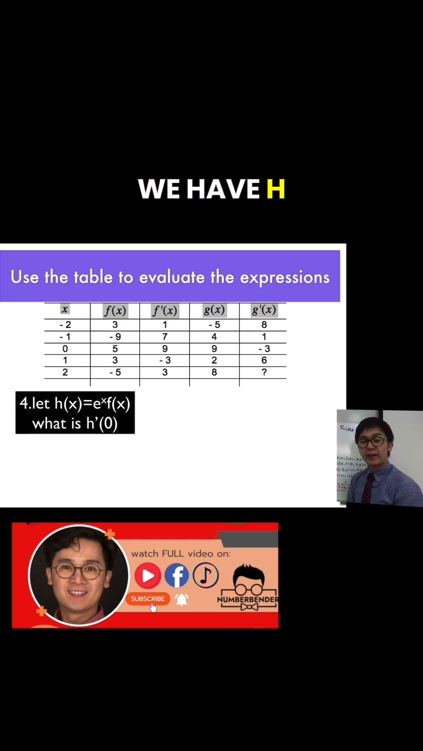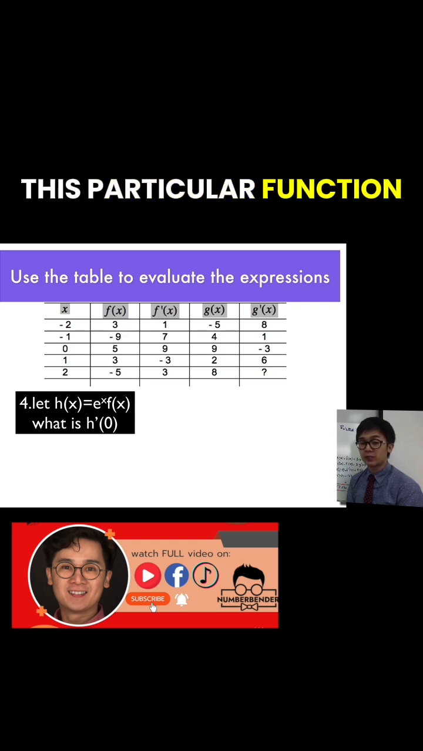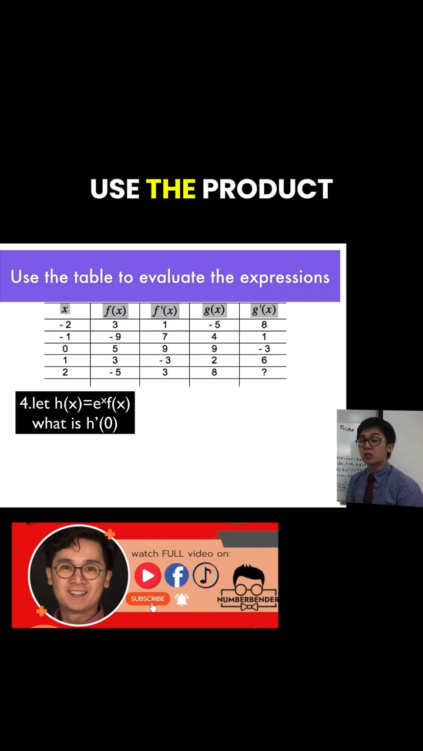Number 4, we have h of x equal to e to the x times f of x. We are asked to find h prime of 0 for this particular problem. Now, look at the function and you need to think of the rule that will be applied in finding h prime of x. So we know that we can use the product rule for this problem.